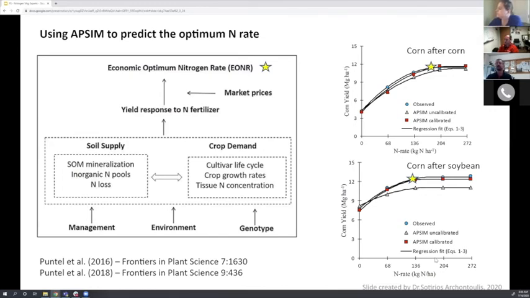On the right, you can see the results of 15-year experimentation. These are the average data. X-axis the nitrogen rate, Y-axis the corn yield, and we have three lines there. One is the observed data, and the other two is about APSIM. One before doing any calibration, and the other one after calibration.